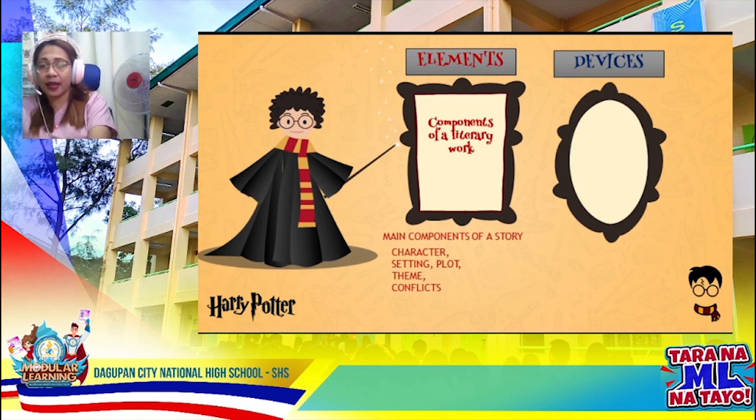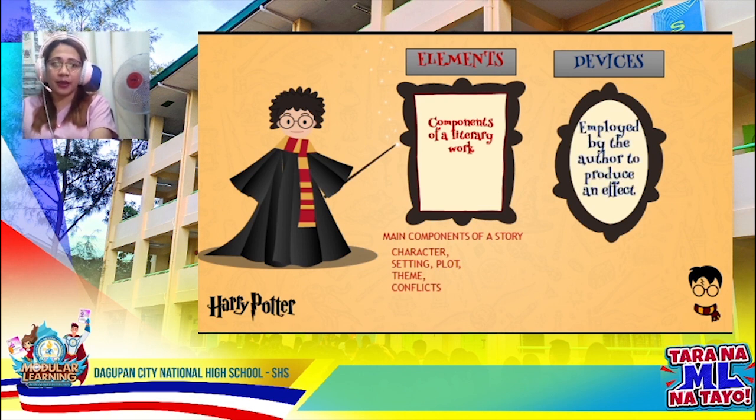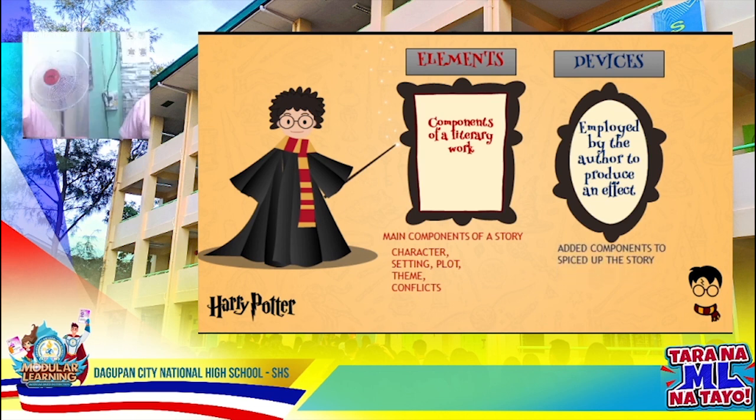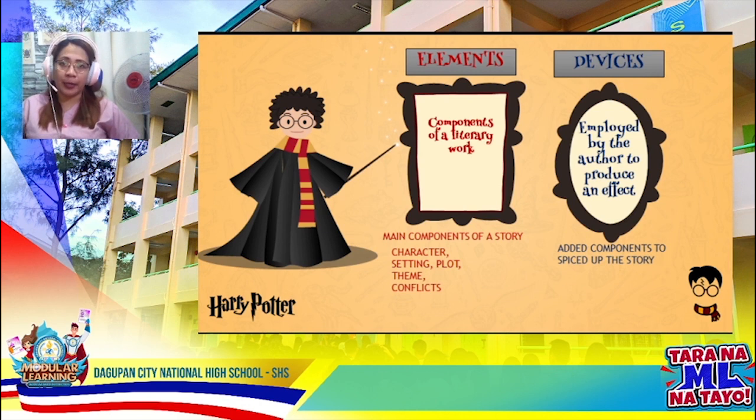Next is literary devices. These are devices employed by the author to produce an effect. So actually, when you say devices, these are added components to spice up the story. The story can move on without these devices, but with these devices, your story will be more interesting, attractive, and artistic, so that your audience will be attracted to read your stories.